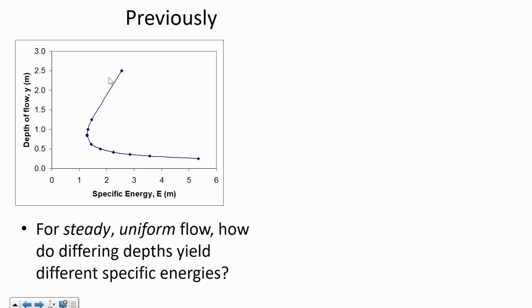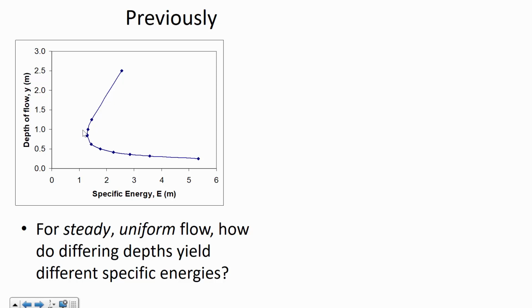If we have a really shallow depth, then to get 10 cubic meters per second through there, the velocity has to be high. Or if we have a deep depth, then the velocity would be low to have the same 10 cubic meters per second. And so the specific energy diagram comes to a point.